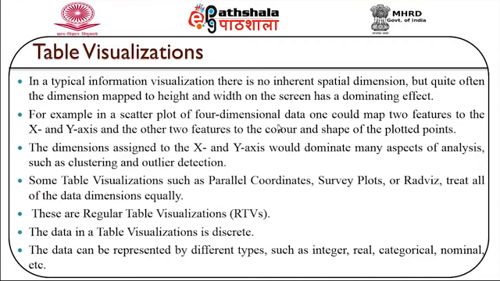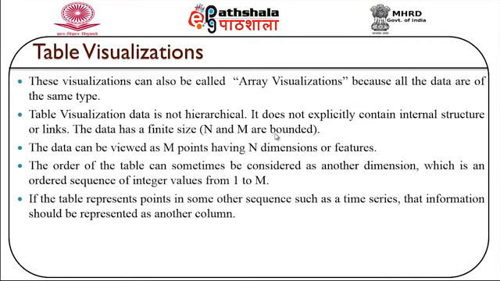Some table visualizations, such as parallel coordinates, survey plots or radial visualization, treat all of the data dimensions equally. These are also called regular table visualizations or RTVs. The data in a table visualization is usually discrete. The data can be represented by different types such as integer, real, categorical, nominal, etc. These visualizations are also called array visualizations because all the data present in the table are of the same data type.